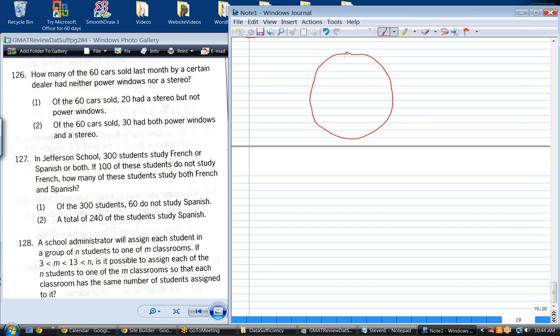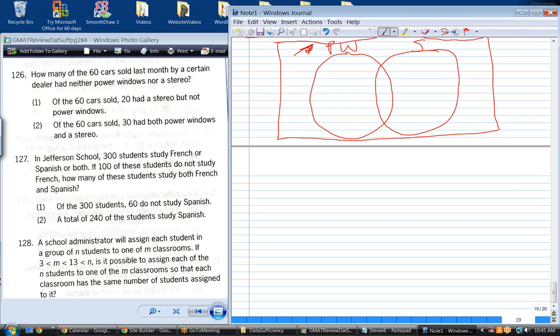60 cars sold, so that's the total. This is power windows, this is a stereo. Wait a minute, no. The second circle has to be neither. Oh, no. This is neither power windows nor stereo, inside the total. So the rest of it, in other words, a true Venn diagram has a rectangle around it, and we have this area here.